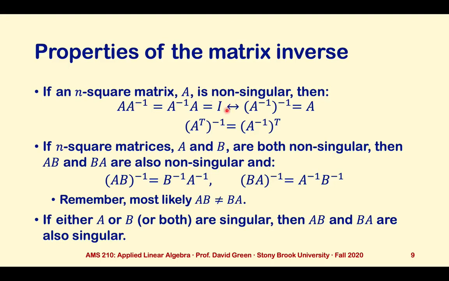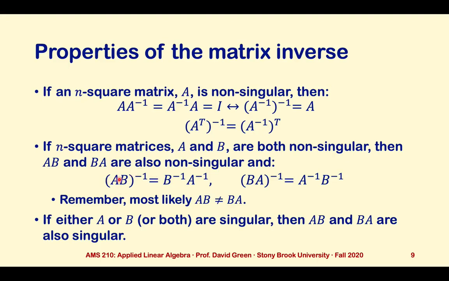What also holds true is that the inverse of the transpose is simply the transpose of the inverse. This also obviously implies that the transpose of a non-singular matrix is also non-singular. If we have two matrices, A and B, which are both non-singular, then the product of those, either AB or BA, are also non-singular, and we can relate the inverse of the product to the product of the inverses.